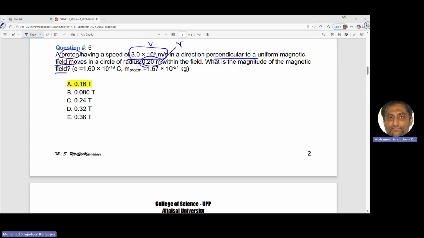Now you should remember the equation. If you don't remember, it will be in the formula sheet, something called the cyclotron equation. If something moves perpendicular to a magnetic field, it will start describing a circle.